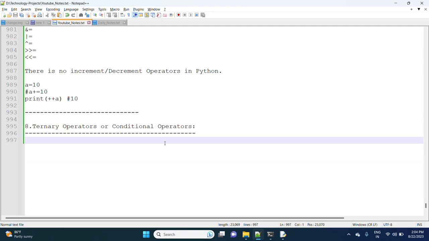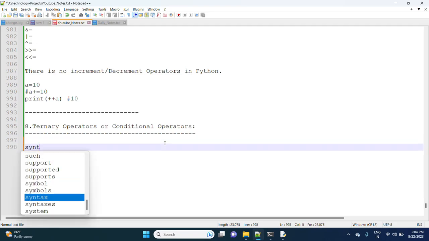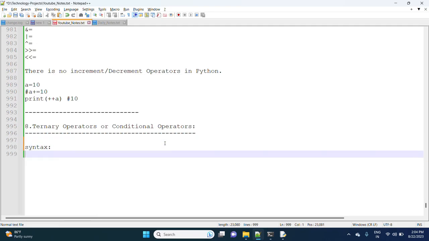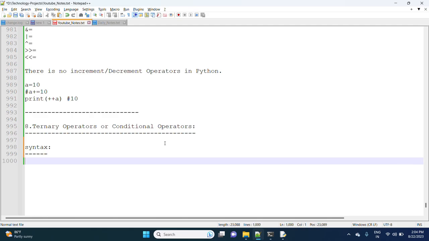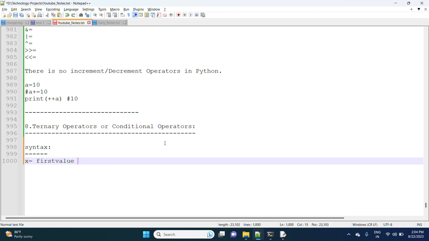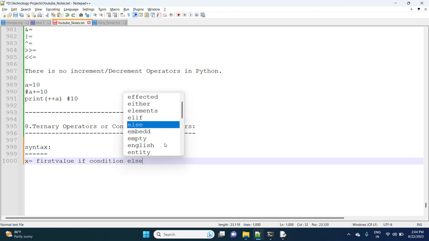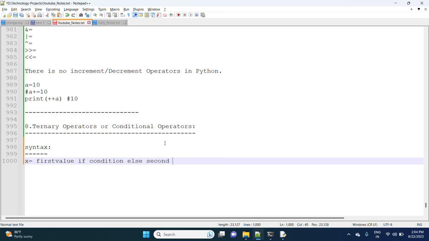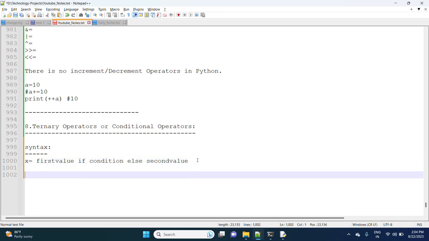So the ternary operator syntax is: x is equal to first value if condition else second value. That means if the condition is true, then only the first value will be considered, else the second value will be considered.